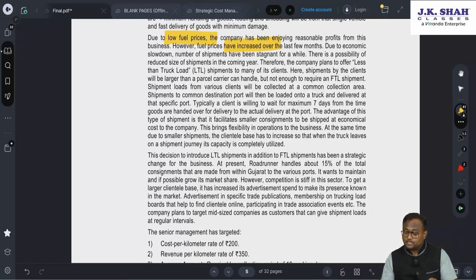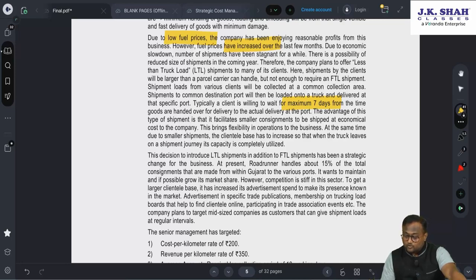Here, shipments by the clients will be larger than a parcel carrier can handle, but not enough to require full capacity utilization. Shipment loads from various clients will be collected at a common collection area, and loads for a common destination port will be loaded into the truck and delivered at a specific port. Typically, a client is willing to wait for a maximum of 7 days from the time goods are handed over to the actual delivery at the port.